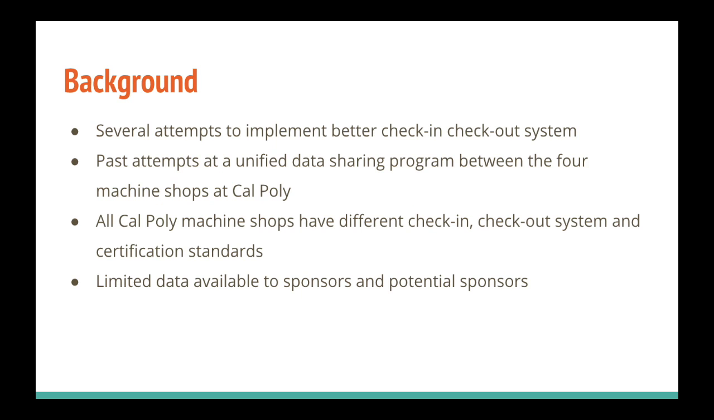Now we're going to talk a little bit about the background. In the past, there have been several attempts to implement a better check-in, check-out system with these four machine shops on campus. Some of these past attempts have been aimed more at creating a unified data sharing program between the four machine shops at Cal Poly. The biggest issue with all of the machine shops at Cal Poly is that they all have a different check-in, check-out system and certification standards. The last issue is that the current system in place yields very limited data that the shops can show to their current sponsors and even potential sponsors.